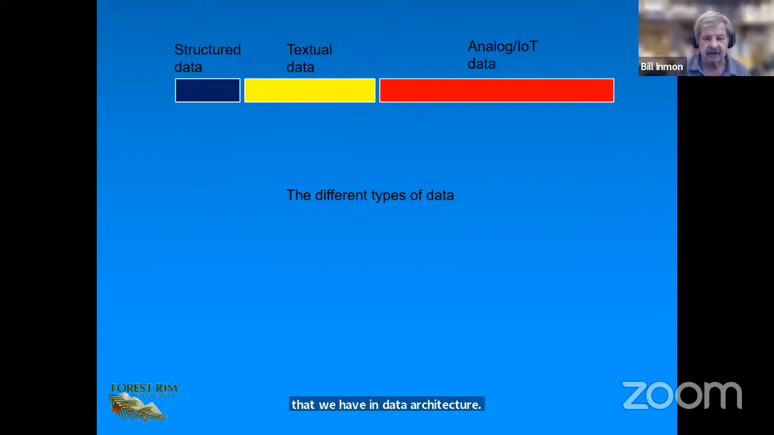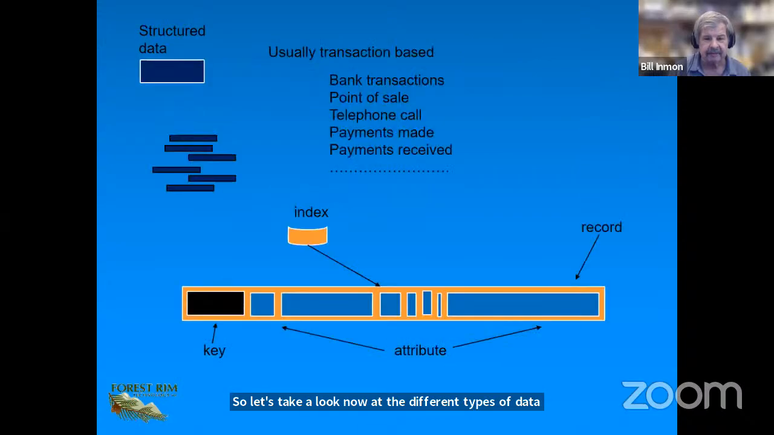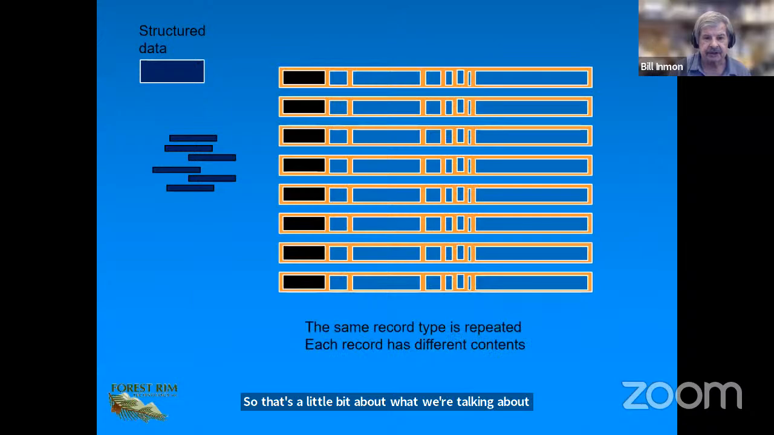So let's take a look now at the different types of data to make sure we know what it is that we're talking about. The type of data that most people are familiar with is structured data. Structured data consists of things like records and keys and attributes and indexes. Structured data comes from things like bank transactions, point of sale activity, telephone calls, payments made, and so forth and so on.